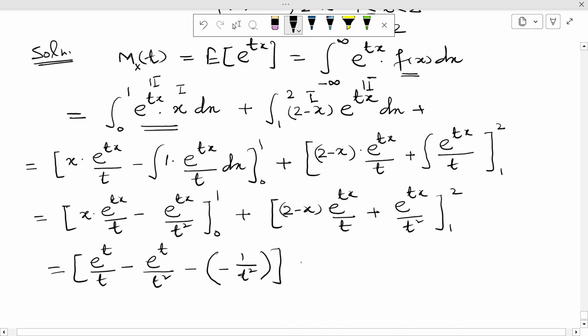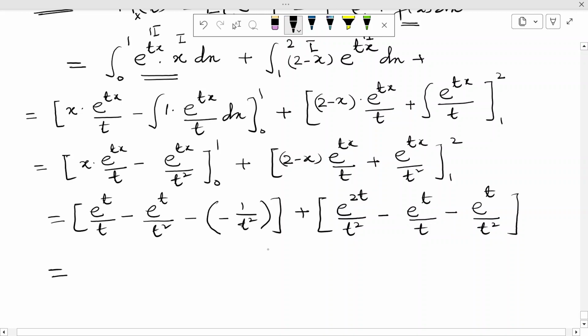Okay, so this is the first bracket, and now for the second bracket, when you are putting x is equals to 2, this will be 2 minus 2, so that will be 0, and here we are having e to the power 2t over t square, minus now the expression at the lower limit, so that will be e to the power t over t minus e to the power t over t square. So this is what we are having here.